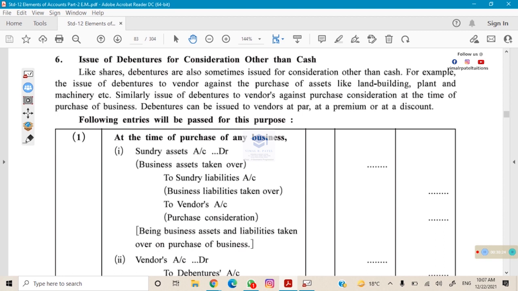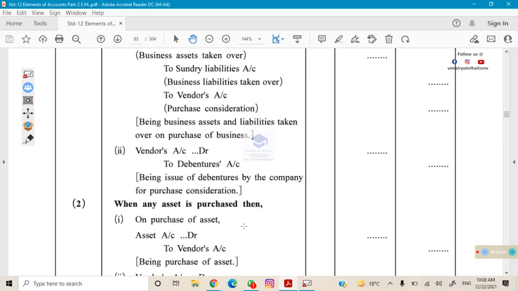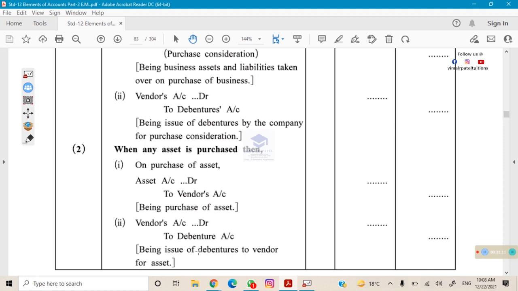Now, issue of debenture for consideration other than cash. Sometimes a company will issue debenture for consideration other than cash. Generally, a company issues debenture when it is in need of money. But sometimes when a company is purchasing the business of another company or any asset, instead of making payment in cash, the company will give debenture. So these are called issue of debenture for consideration other than cash. When any business is purchased, the entry will be sundry asset to sundry liability, as in the equity share chapter. So sundry asset to vendor and vendor to debenture. When any asset is purchased by issuing debenture, the entry will be asset to vendor and vendor to debenture.